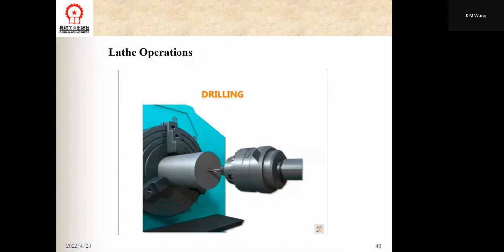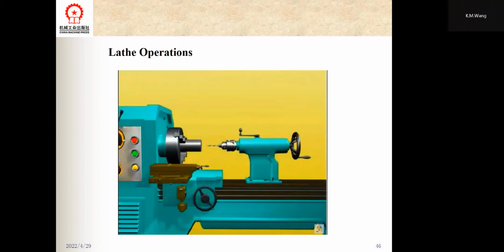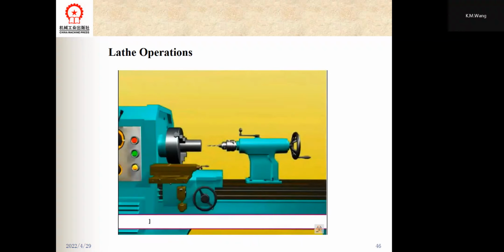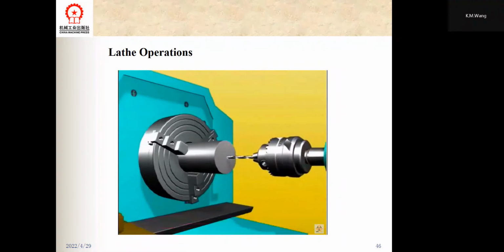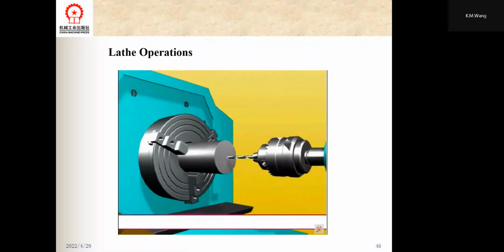Drilling. In this video, we will discuss the drilling operation of the lathe. It is the process of making holes on workpiece. The drill is fed slowly into the workpiece, which is revolving in a chuck. Chuck. Workpiece. Drill tool. The drill is held stationary in the tailstock spindle.